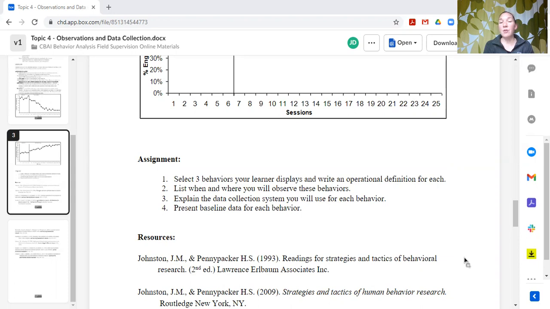Now, the behaviors do not need to be behaviors that you are targeting for reduction. They can be anything. This is baseline data. You're not manipulating this. You're not going to be changing these behaviors. You are just going to be taking data. So you could just take data on how often something is occurring in the natural environment. It could already be a skill that that learner has mastered. You are just practicing the data collection.